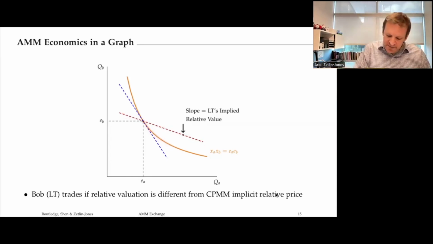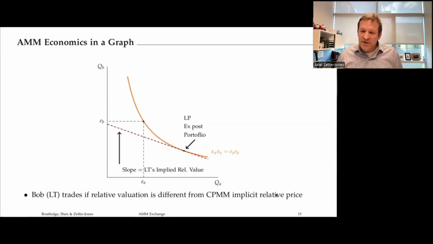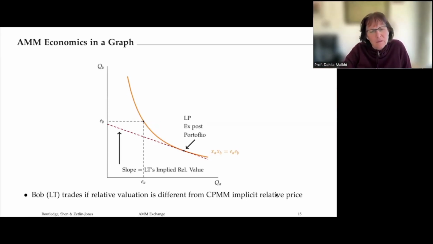And so Bob says, if I wanted to buy 1 unit of B, I'd be willing to give up this much of token A. But the AMM is telling me if I want to buy 1 unit of B, I only have to give up this much of token A. So that looks like a favorable trade. And Bob is going to do it. Bob's going to start buying token B from the pool and adding token A. And he's going to do it up until what point? Up until the relative price on the AMM is equal to Bob's relative valuation. So what has happened? Bob has pushed our market maker into a portfolio that's much more extreme. It has very little of token B. It has a lot of token A.